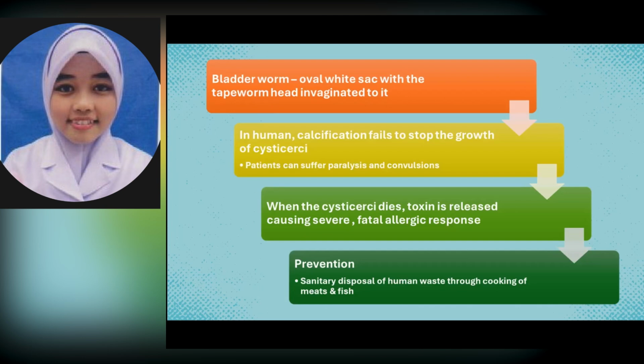Then in humans, calcification fails to stop the growth of cysticerci. A cysticerci patient can suffer paralysis and convulsion. When the cysticercus dies, toxin is released, causing a severe or fatal allergic response. Sanitary disposal of human waste and thorough cooking of meats and fish prevent this disease.